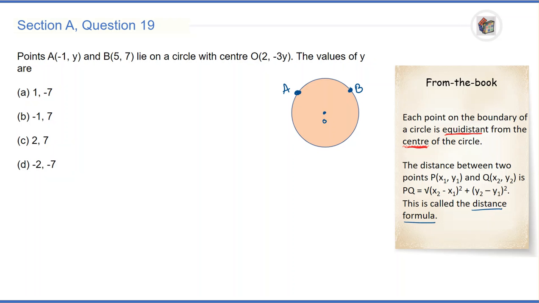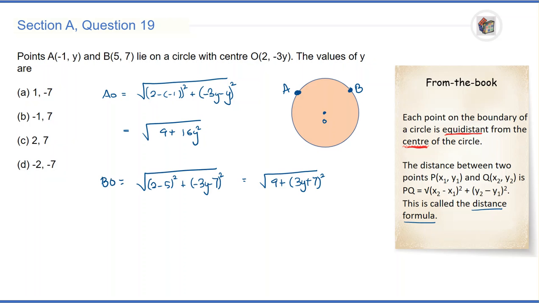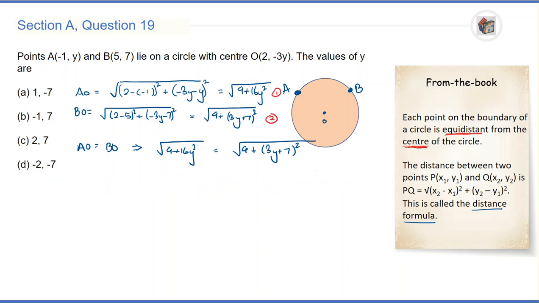So it's stated here. So if I work with AO first, then this distance is going to be 2 minus of minus 1 whole squared plus minus 3y minus y whole squared. When you do the simplification, it's 9 plus 16y squared. So this is what AO is. Similarly, let me write down BO. There you go. So here first part becomes 9, and this I just remove the minus because the squares are anyway going to take care of them. Now AO is equal to BO, so we are going to put 1 and 2 equal and then see what we get. Alright, so this is what it will first look like when you put AO equal to BO.